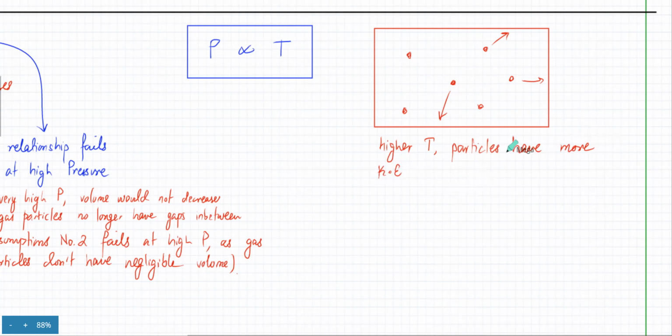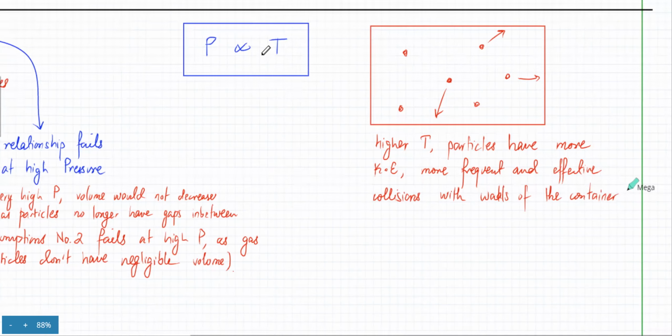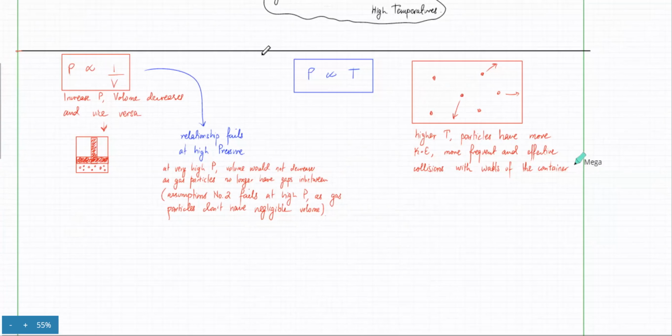So particles have more kinetic energy. So more frequent and forceful, or effective, collisions with the walls of the container. So it's a fair relationship. Pressure is directly proportional to temperature.